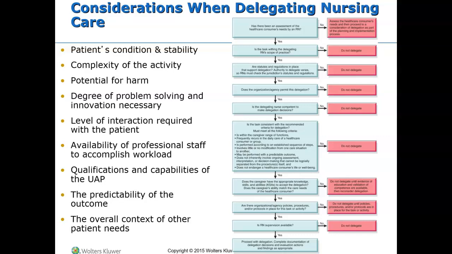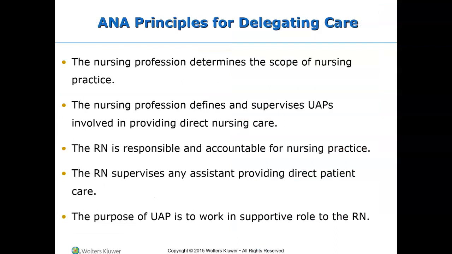Let's see. Could harm come to the patient if the nurse themselves does not do the task? Is there problem solving involved? And how much interaction with the patient must occur with the task? How many patients do I need to care for today? What is the level of experience and training of the unlicensed assistive personnel? And is the outcome pretty predictable? And what other needs does my patient have?